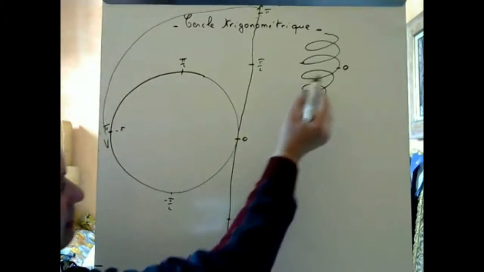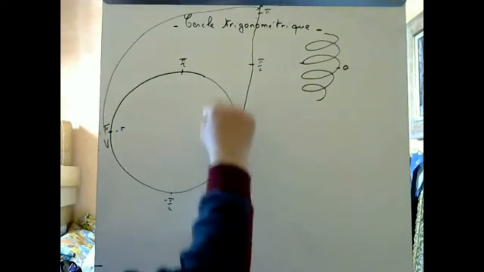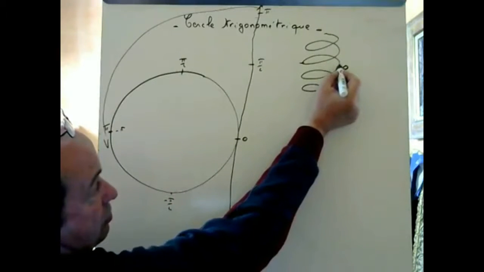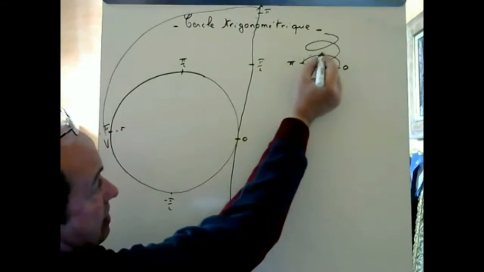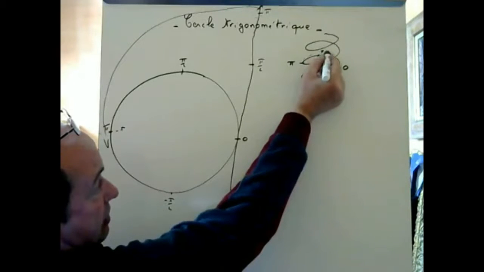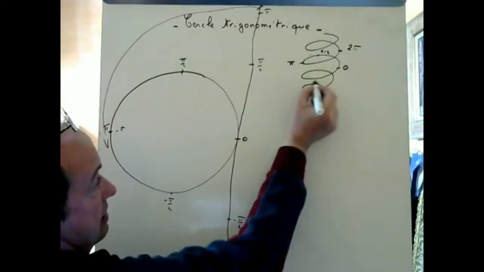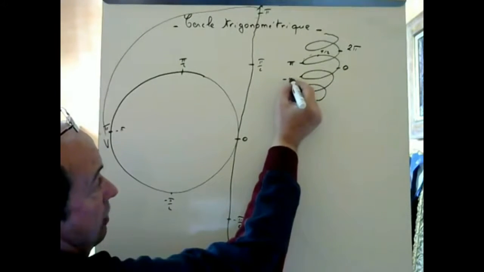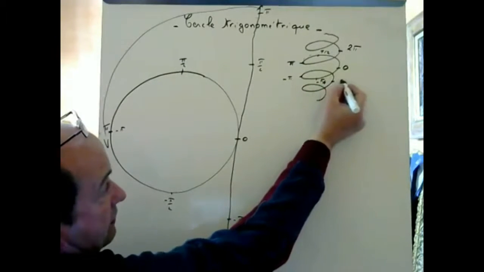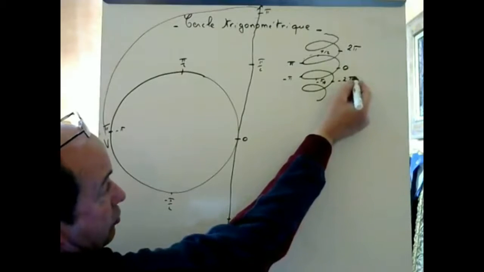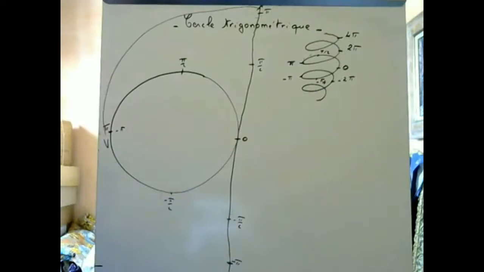And on the spring, we have the same thing, which symbolizes all the different values wrapped around the circle. Here's my chord. It's here, which gets wrapped around to pi. Here's pi over 2. Here we have 2 pi. Here we have minus pi. Here we have minus pi over 2. And here minus 2 pi. And here we have 4 pi. And etc.